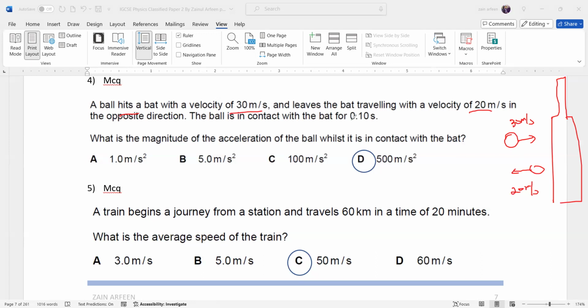And it was in contact for 0.1 second. We need the acceleration. So if we take the initial as negative, the final will be positive. It's up to you. You can take the initial as positive and the final will be negative. It won't make a difference to the magnitude. Only the sign will change, but the magnitude remains the same. So we have the formula that acceleration is the change in velocity divided by time.